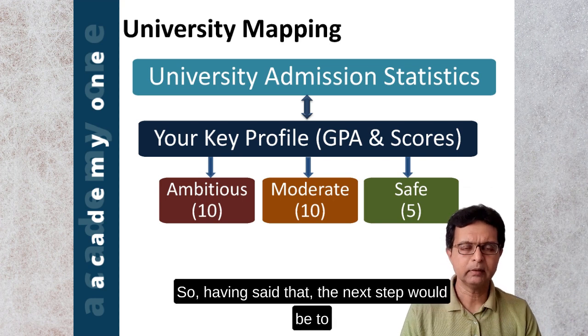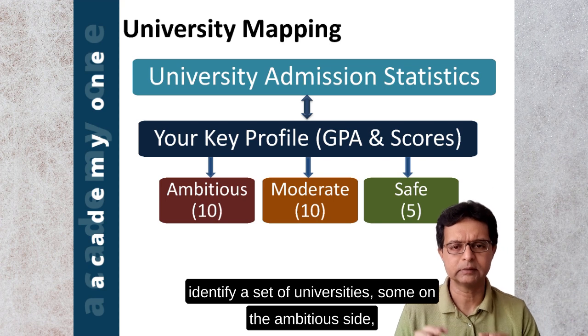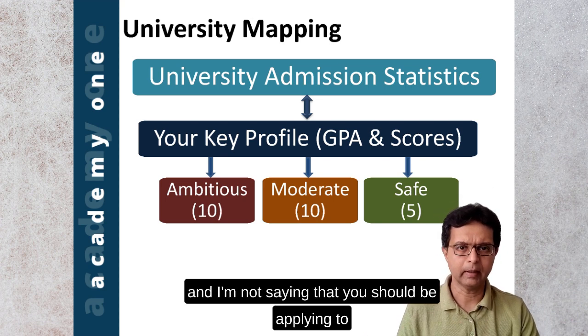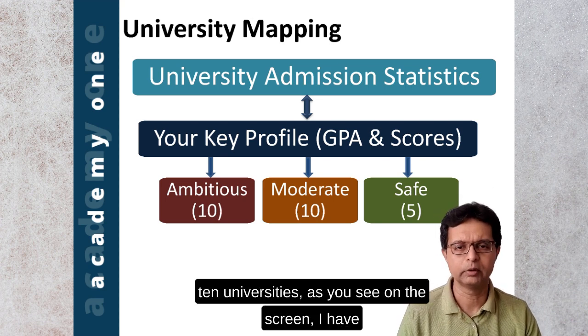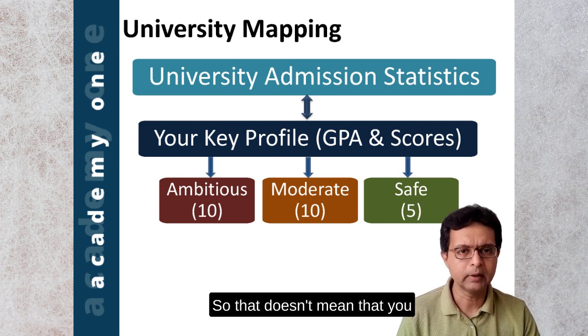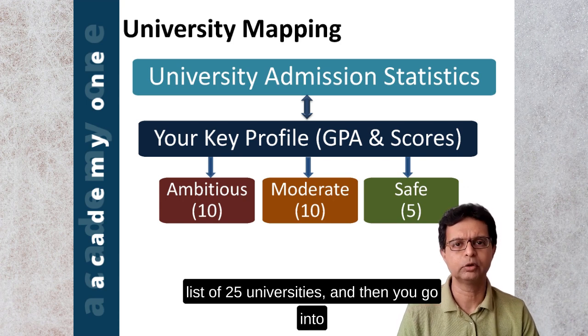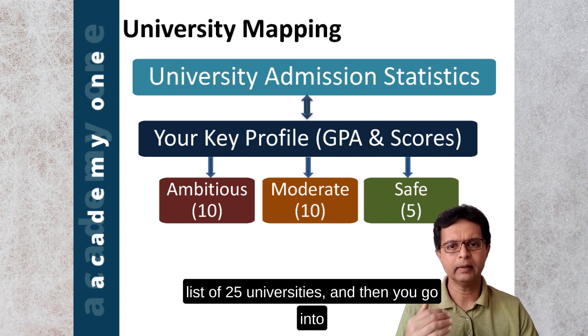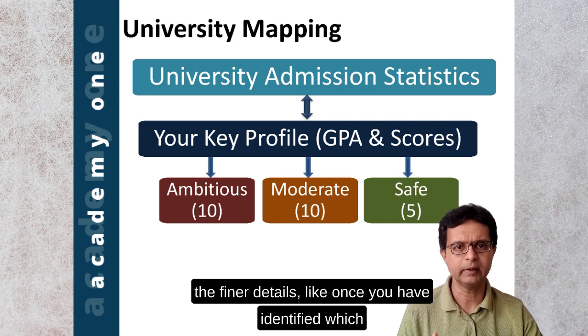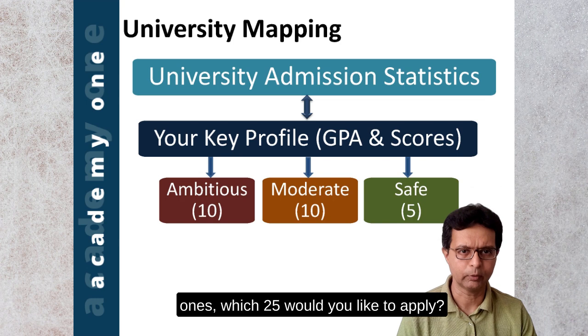So having said that, the next step would be to identify a set of universities, some on the ambitious side. And I'm not saying that you should be applying to 10 universities. As you see on the screen, I have put in the numbers 10, 10 and 5. That doesn't mean that you have to apply to 25 universities, but you narrow down your list starting with a list of 25 universities. And then you go into the finer details, once you have identified which 25 you would like to apply to.